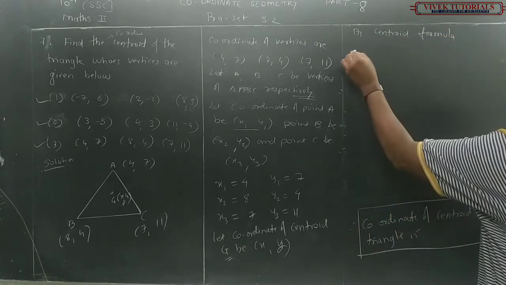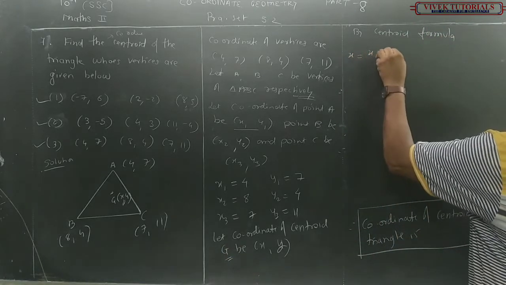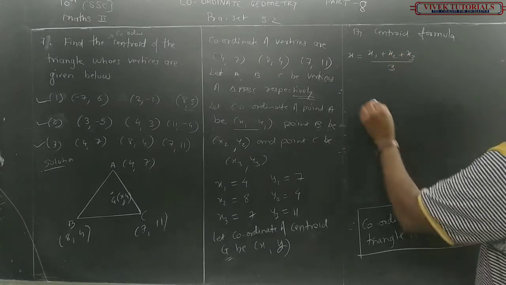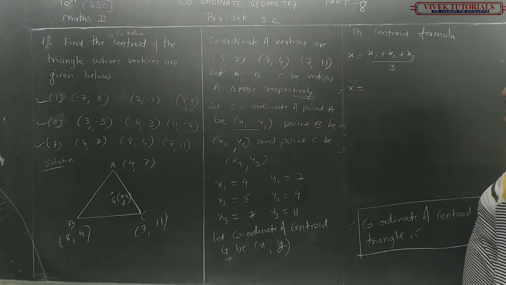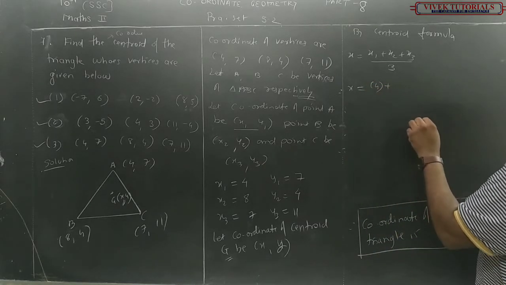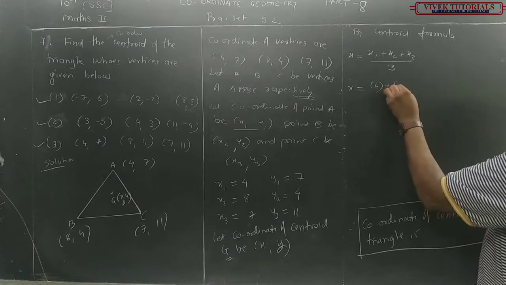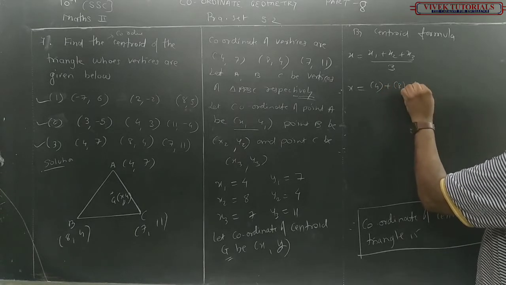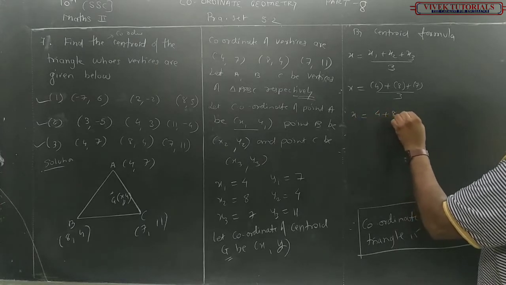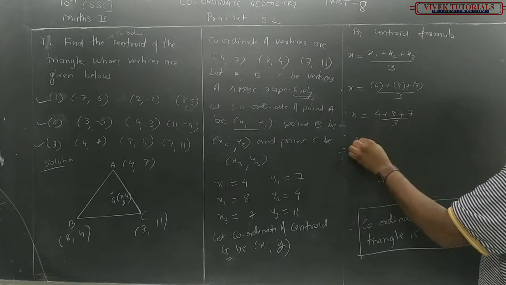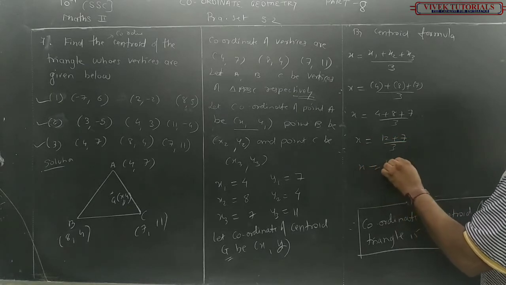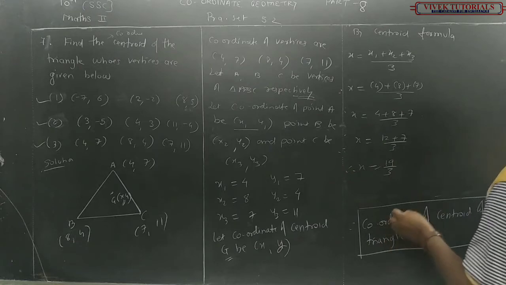By the centroid formula, x is equal to x1 plus x2 plus x3 upon 3. So x is equal to x1 is how much? 4, x2 is 8 and x3 is 7 upon 3. x is equal to 4 plus 8 plus 7 upon 3. x is equal to 12 plus 7 upon 3. x is equal to 19 upon 3.